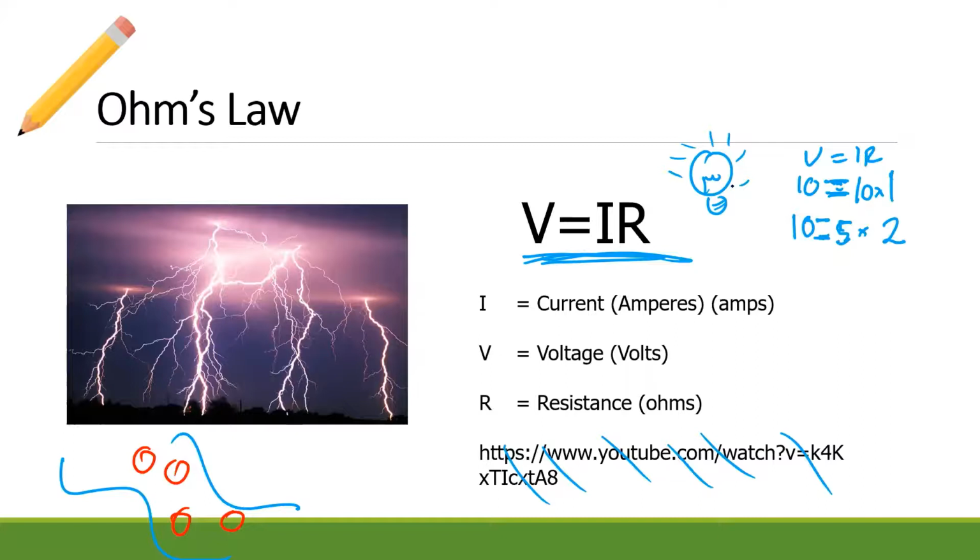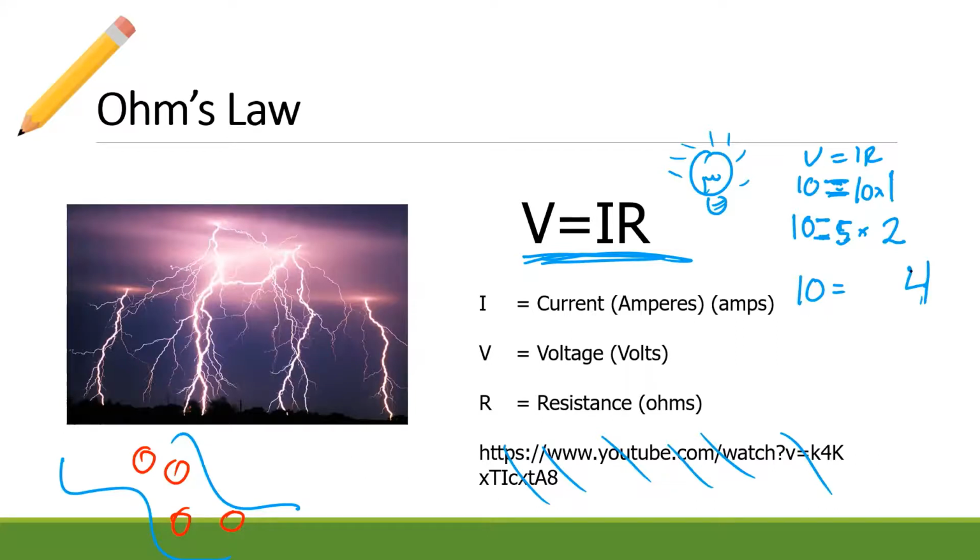It's like, okay, if we make the resistance higher, then the current is going to go down. Less electricity is going to flow if you make the resistance higher. Let's make it even higher. Let's take our 10 volts, but instead we're going to use 4 ohms of resistance.